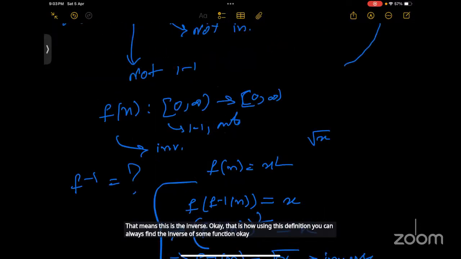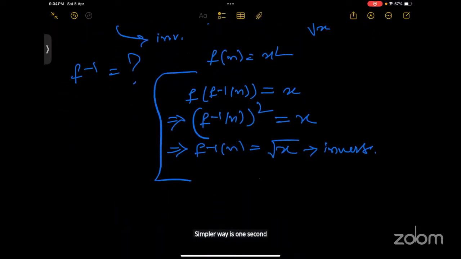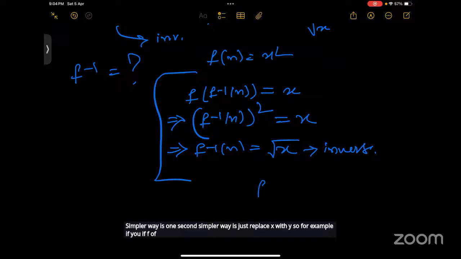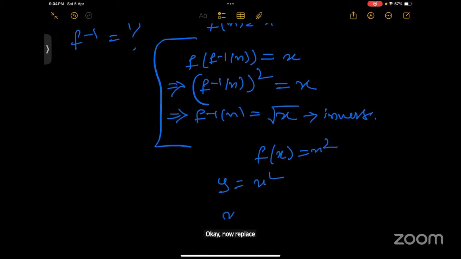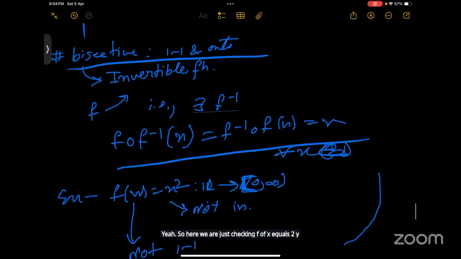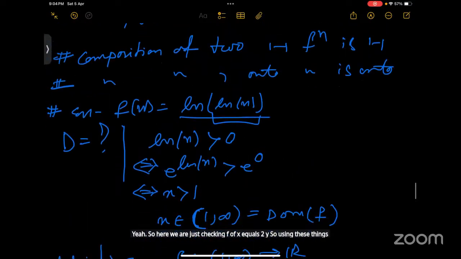Ma'am, a simpler way is to just replace x with y. For example, f of x is equal to x squared, so I'm assuming f of x is y. Let me write y equal to x squared in the first step. Then you have to find the x value. Replace x with y and y with x. So if you want to calculate y, then it will be the square root of x. Yes. So here we are just taking f of x equals y. Okay. So using these things, what will be the inverse of this function?